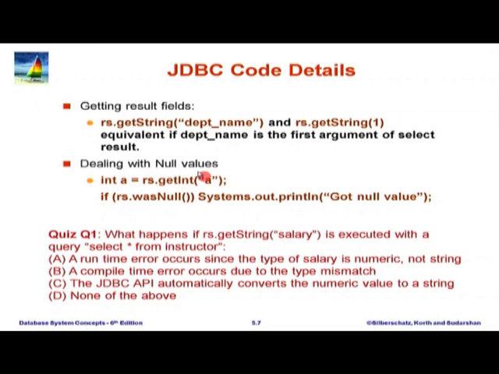So in this case, immediately after this, I call rs.wasNull. If this integer was null, I now know that it was null and I can take suitable actions. In this case, I am just printing "got null value". It should be system, not systems. It's just a toy example. But in general, if I need to deal with null values, I can explicitly deal with them. I know it's null and I deal with it here.